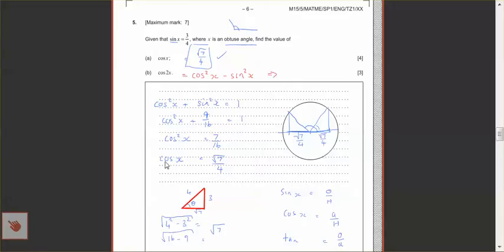what? Well, cos of x is root 7 over 4. So cos squared of x, or cos x squared, is root 7 over 4 squared, which is 7 over 16, minus sine squared of x, which you already did, 9 over 16, which equals minus 2 over 16. So negative 1.